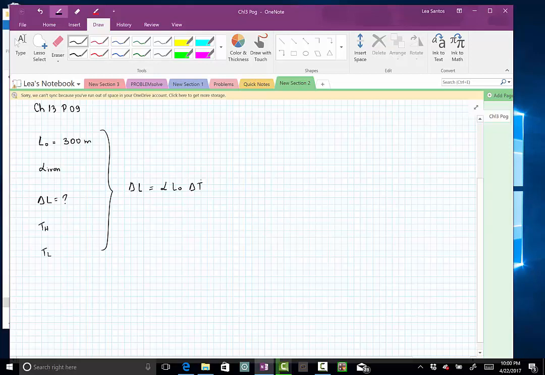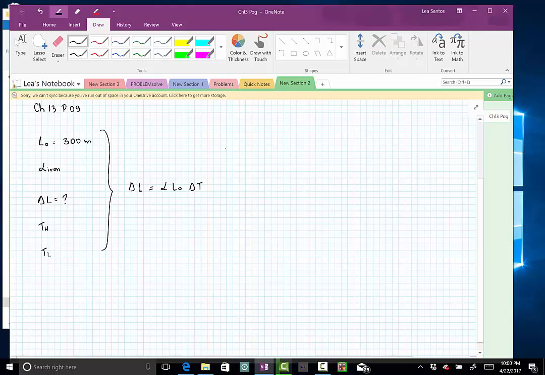The only thing that is not clear in this problem is this initial length. Is it when the temperature is low or when the temperature is high? Okay, but it doesn't matter since the problem was not precise. You can pick either one.